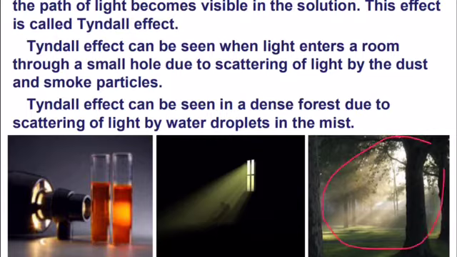And in a dense forest, the light comes through the canopy of trees. Canopy means in the dense forest the trees act like a roof. They are so dense, right? And when the light passes through the water droplets in the air, there is scattering of the light, and again it shows the Tyndall effect, right? So these are a few examples from day-to-day life, right?